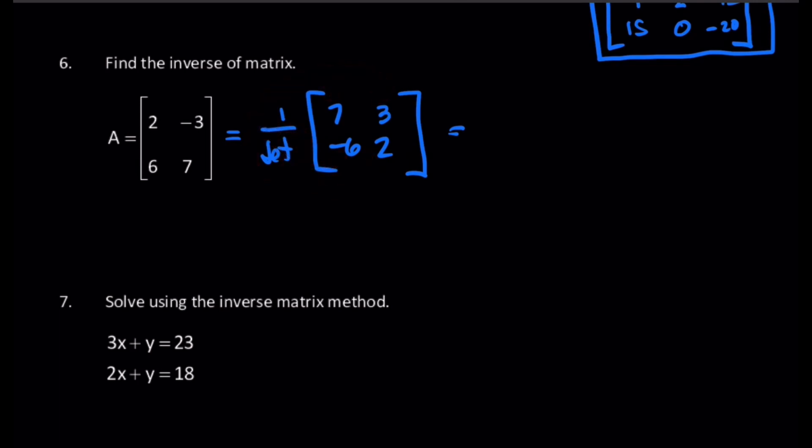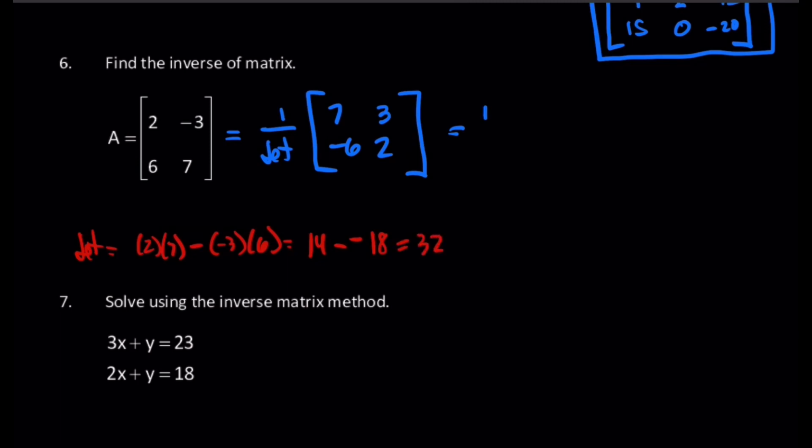I'll do the determinant down below. Determinant, remember, is found by taking this product and subtracting that product. So I'll write it out here. It's going to be 2 times 7 minus negative 3 times 6. Just watch out for your negatives. This is Calc Inactive, remember. So I have 14 minus negative 18. That's 32.